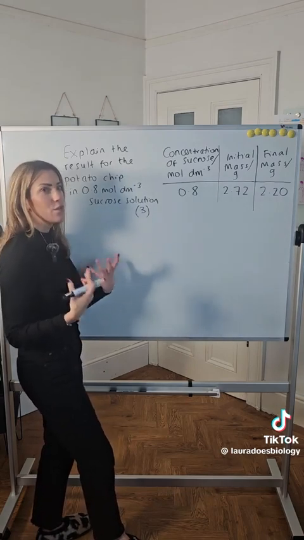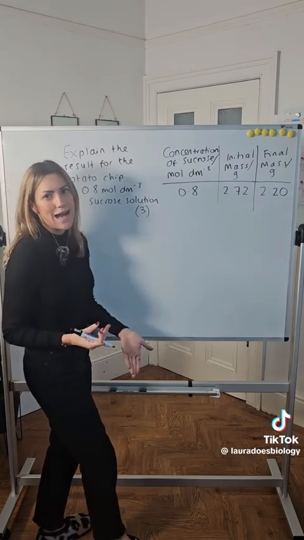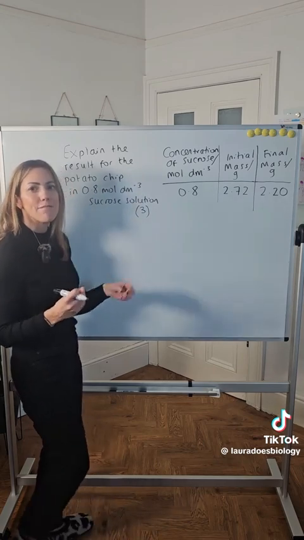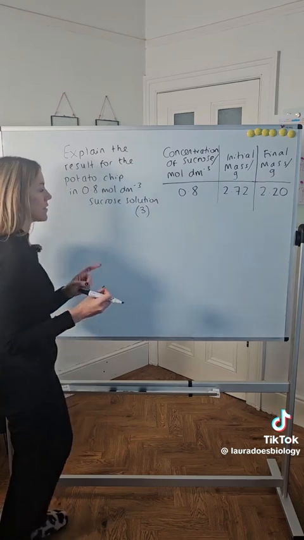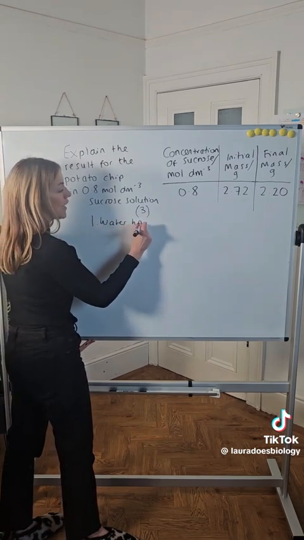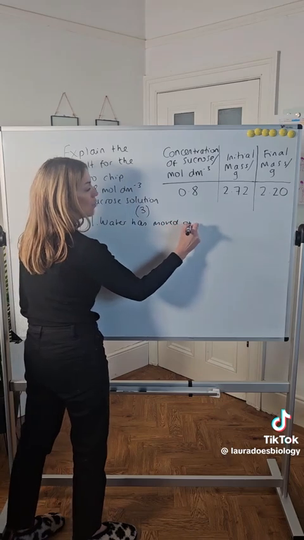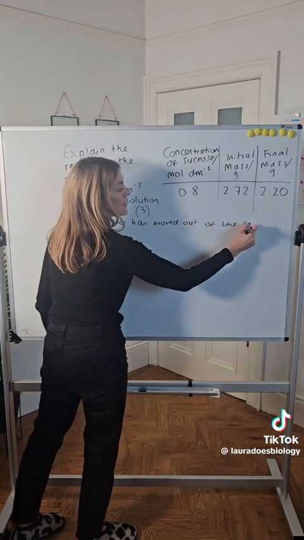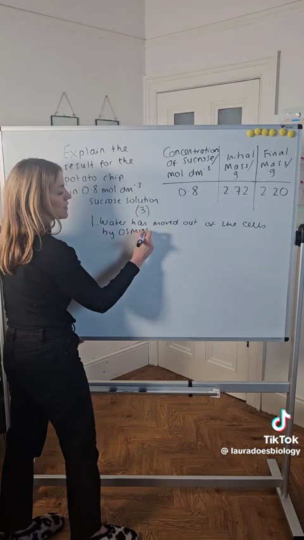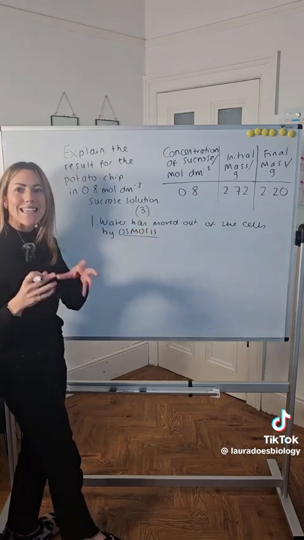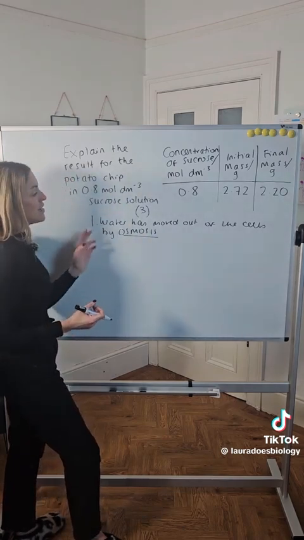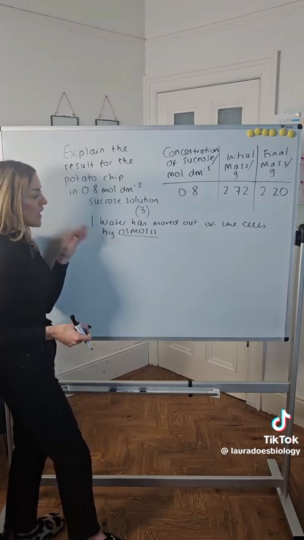So the first thing I would do is think, look, it's lost mass. Why is it lost mass? Obviously, water must have moved out of those cells. And I can actually get one of the marks just for saying water has moved out of the cells, but I have to say by osmosis. So don't forget to use the key term. So many students didn't use the word osmosis anywhere in their answer, so they will have lost that first mark. But that's really easy to get.